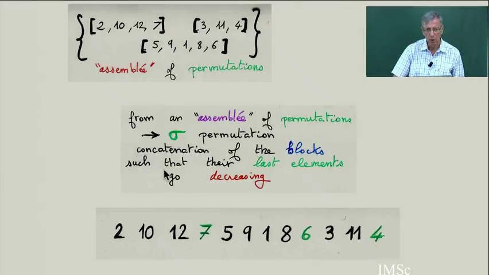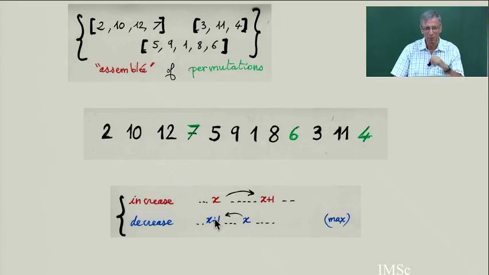There is no one. What? Maybe I'm confused. What am I doing? From this assembly, you take this assembly of blocks. Okay. So in each block. No, I am confused. Sorry.